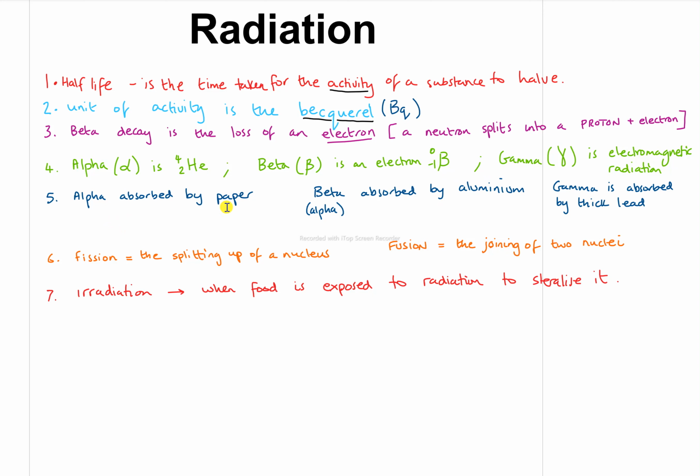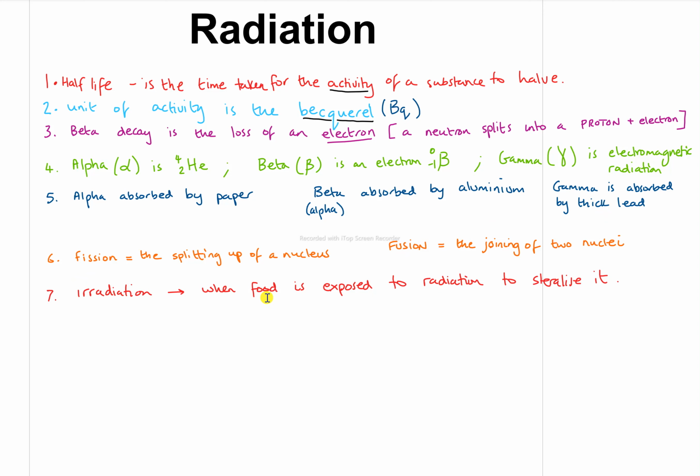Alpha particles are stopped by paper, beta particles are stopped by aluminium. That means alpha particles are also stopped by aluminium, and gamma rays or gamma waves or gamma radiation is stopped by a thick piece of lead. Fission, splitting up of a nucleus. Fusion, the joining up of nuclei.